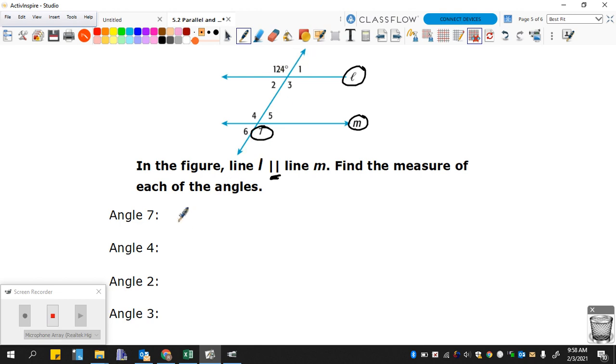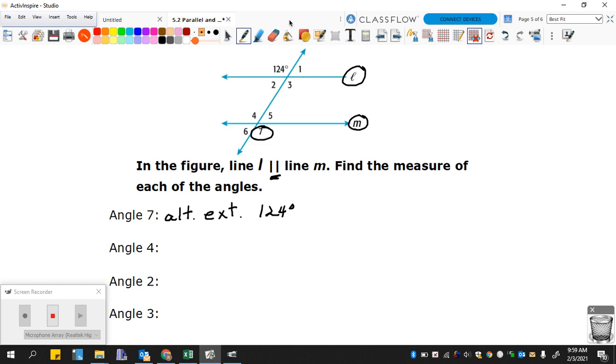These are alternate exterior angles, and we know that alternate exterior angles are congruent, so that would be 124 degrees.